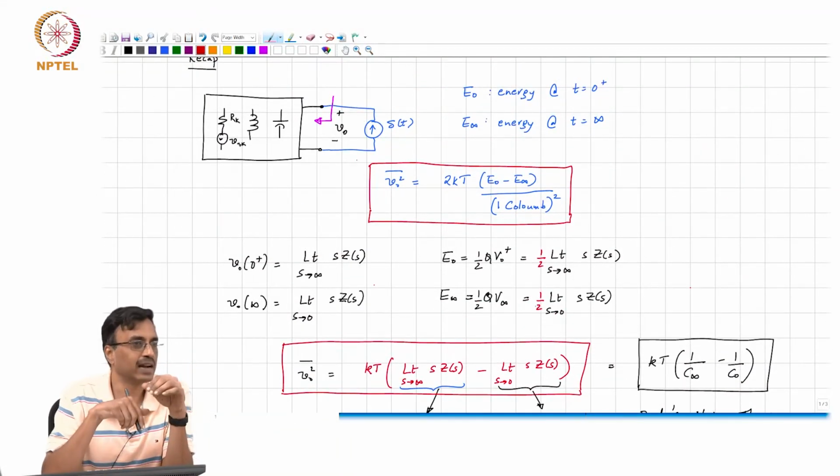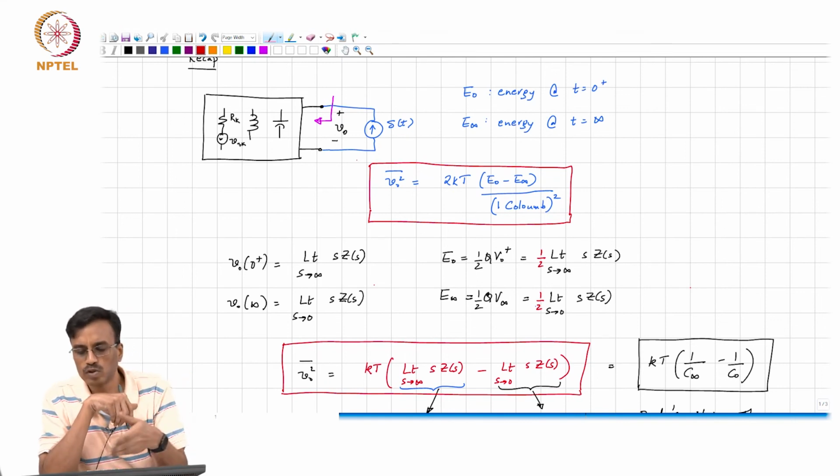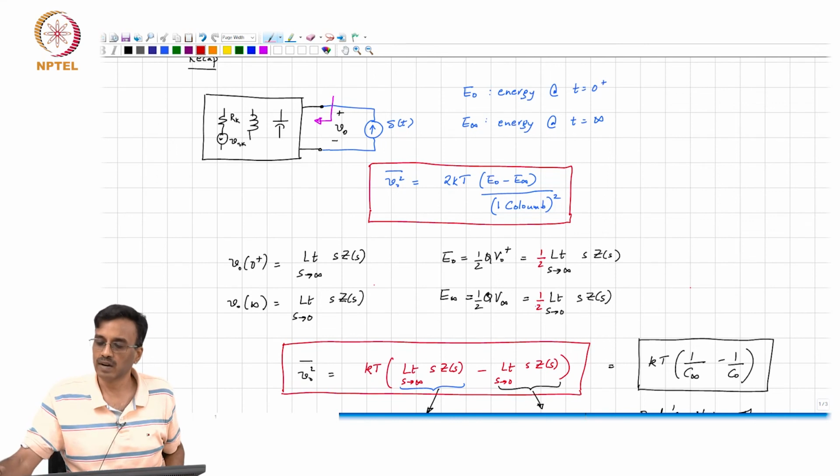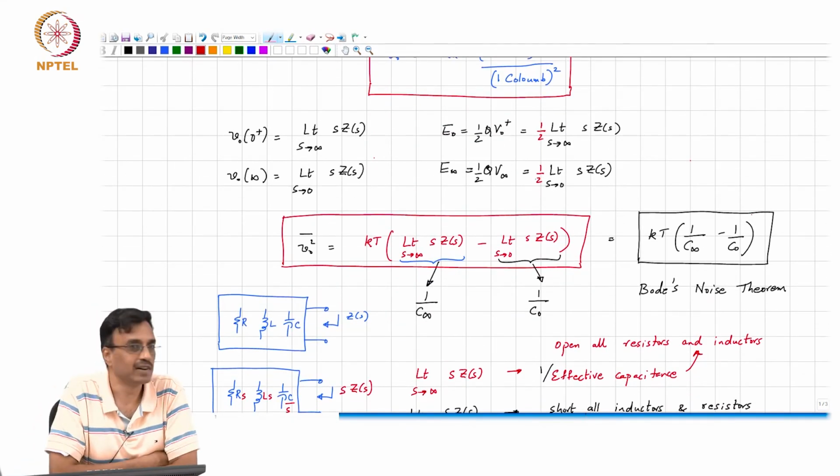and you are interested in finding the mean square, if you short circuit the network and find the mean square noise current, you will be able to write a similar relationship involving L infinity and L 0 for the mean square current noise integrated across all frequencies.